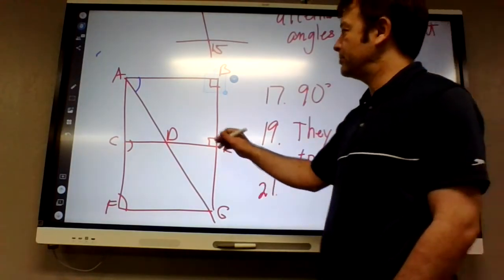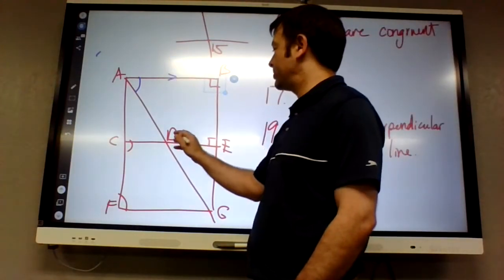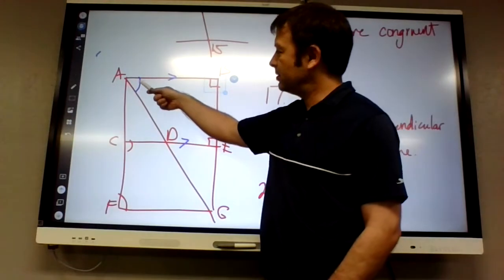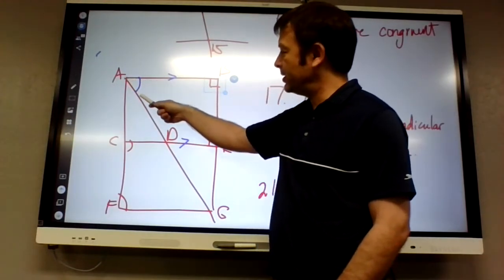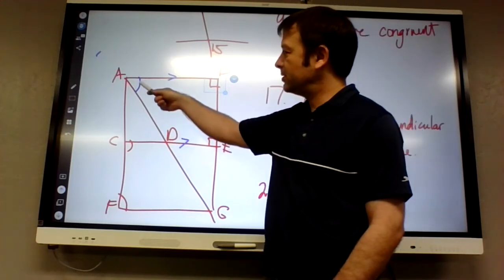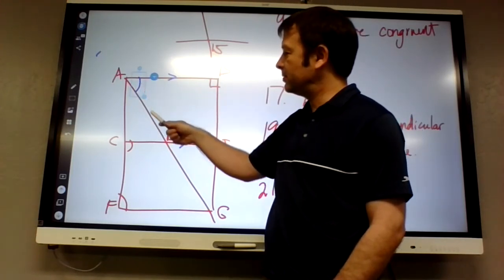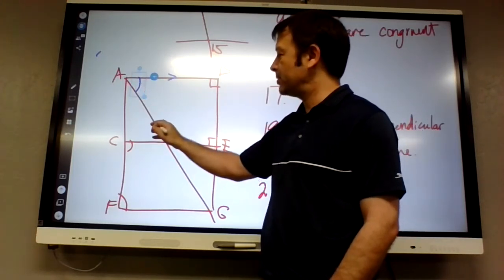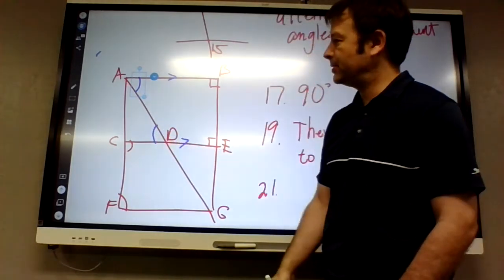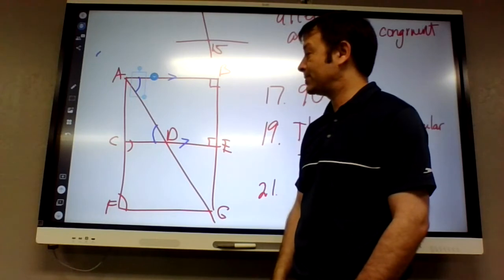Okay, well, we just said that these two lines are parallel, right, on number 19? Yeah. So, this line right here is a transversal for that line, right? So, these two, what are these two called? Alternate interior, right? So we know those two have to be the same.